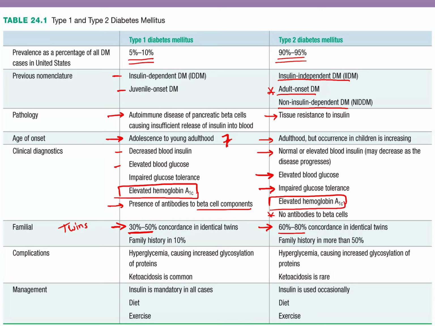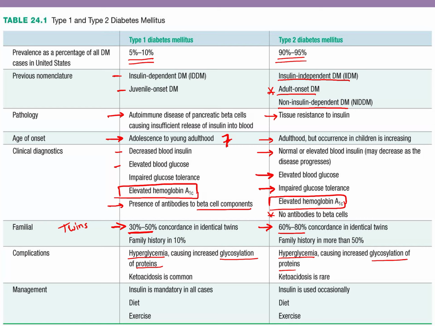All right, so complications for both forms are the same. You will have high blood sugar for both forms. This is going to increase glycosylation of proteins. So this glycosylation of proteins, this is what I was talking about. Hemoglobin being a protein in your red blood cells, having this extra sugar in the environment, the glucose just attaches onto this protein in a non-enzymatic way. And we'll talk about that a little bit more in a bit.